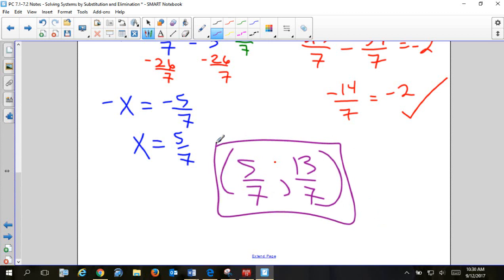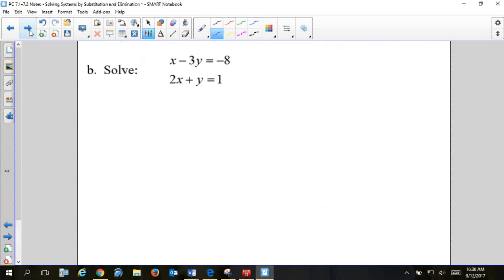If you're going to use your graphing calculator and you're going to use the intersection tool, which I haven't showed you yet, but we will go over that in here so that you know how to use it. If you were going to do that, it's not going to tell you 13 sevenths. It's going to give you some horrible decimals. So you want to be able to do it algebraically. I am going to skip B because of time. It is going to be more fractions. So just heads up, you're doing it.